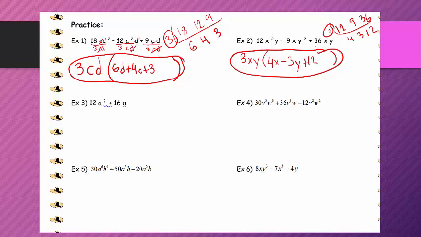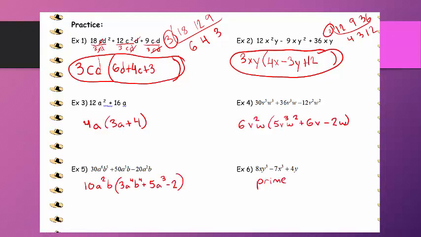So if you're feeling comfortable with that, you can go ahead and pause the video, try the last 4 on your own, and then see if your answers match with mine. All right, let's see if anyone fell for it. Number 6, if you caught on, there's nothing that goes into 8, 7, and 4. They don't all have x's, and they don't all have y's. So when this happens, you can't factor it. You just simply write prime. Prime means not factorable.